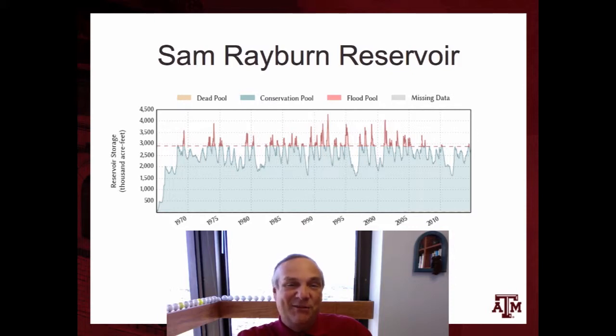Here's Sam Rayburn Reservoir, which is in East Texas, and you can pretty well see the annual cycles. It's quite rare that you go through a winter without actually filling up the lake, and it gets depleted during the summertime. You can find a few droughts in here. The current drought was intense in 2011, but the lake pretty much filled up again in 2012, and it filled up again in 2014.